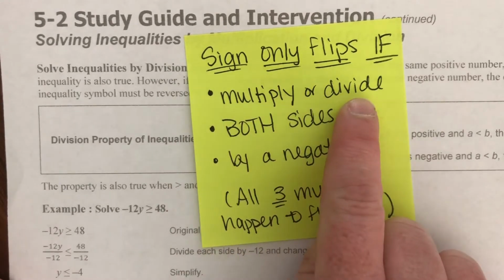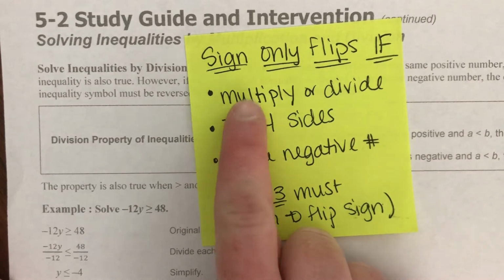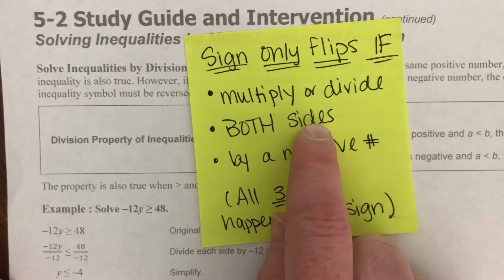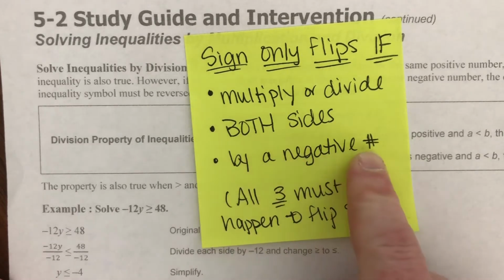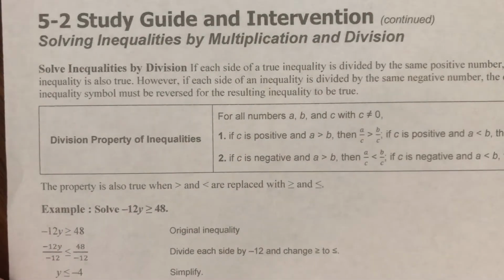If you're multiplying or dividing, it doesn't flip if you're adding or subtracting. It has to be multiplying or dividing both sides of the inequality, not just one, by a negative number, okay? If all 3 of those are true, then at the end, your sign flips, and I'll show you what I mean. So here we have an example.